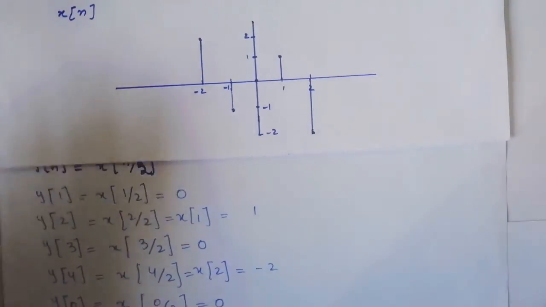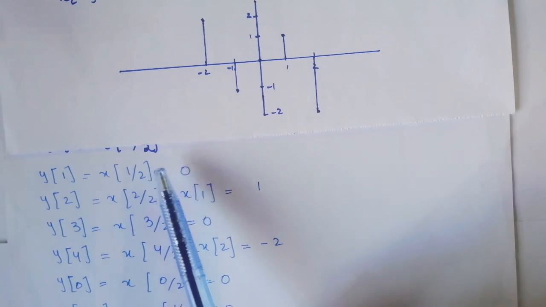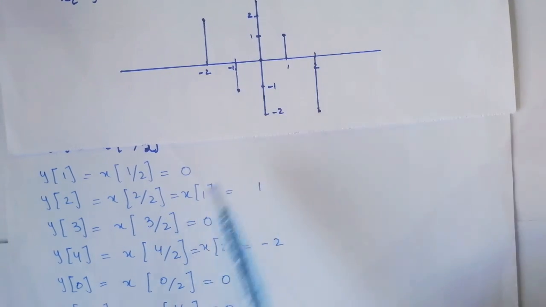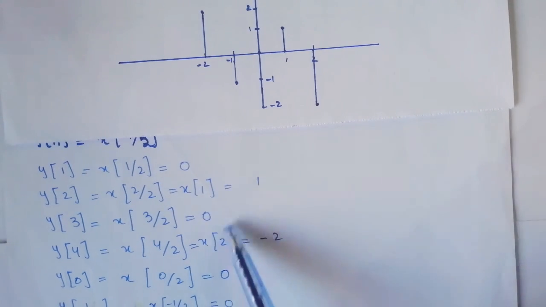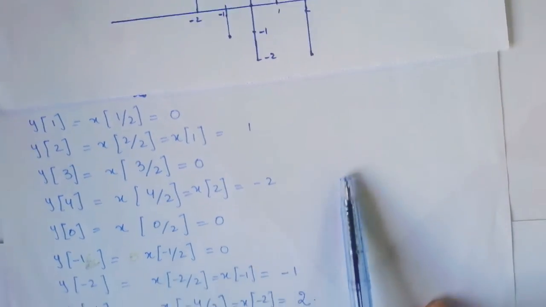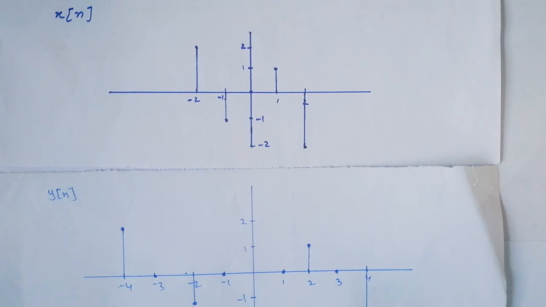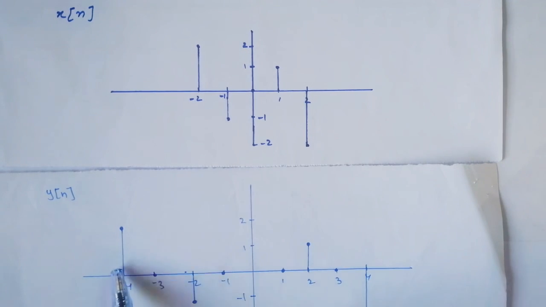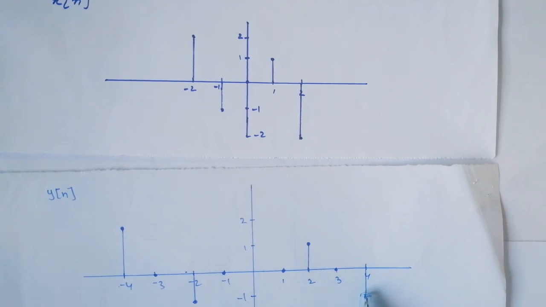So we did some mathematical calculations over here. y of 1 is equal to x of half, which is 0. Over here you can check there is no value at 1 by 2, and y of 2 is equal to 1. So there are more zeros added, but the number of samples is increased. That's why we call it expanding a signal. You can check over here that now our range is increased from -2 to -4 and 2 to 4. There is an equal increase in the range, but there are more zeros added in here. So this is called expanding a signal.